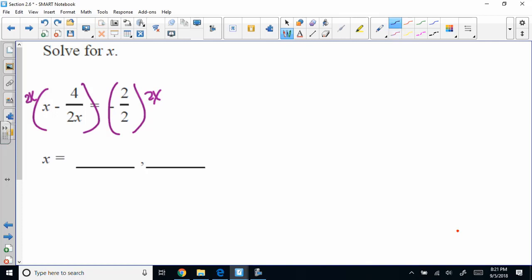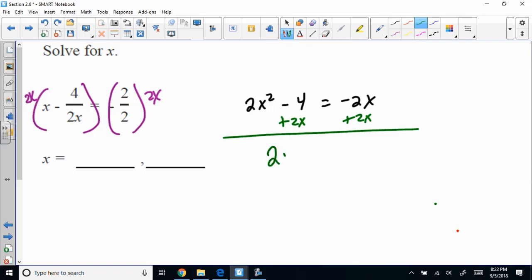So when we do that, that's going to give me 2x squared minus 4 equals minus 2x, right? Ladies and gentlemen, what is that? That there be a quadratic, right? So we're going to get everything on one side and say it equals 0. You okay with that? Any questions about that? How do you want to solve this?